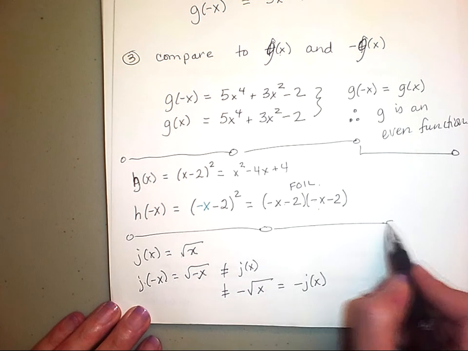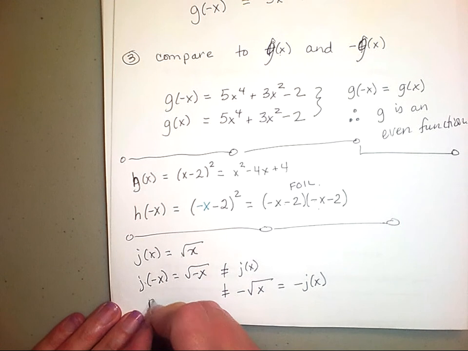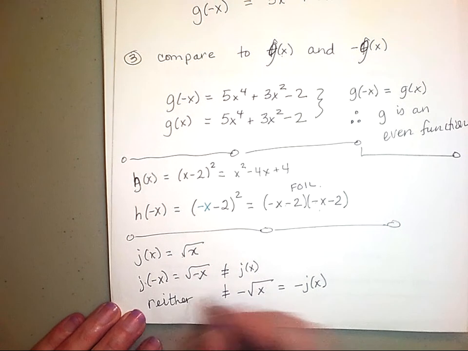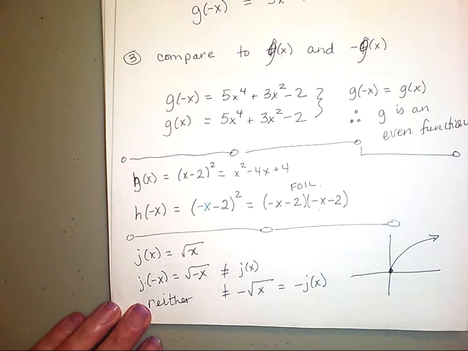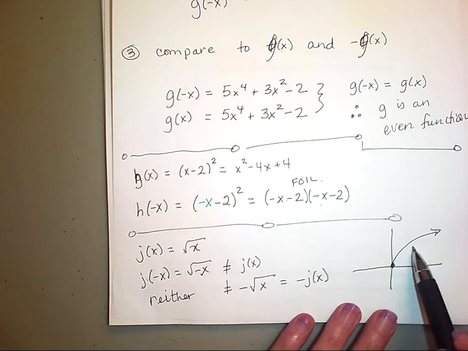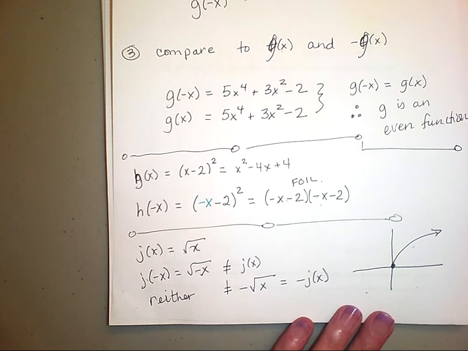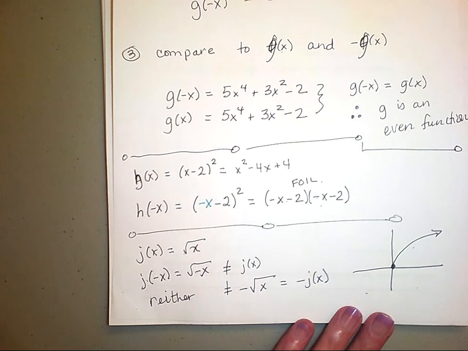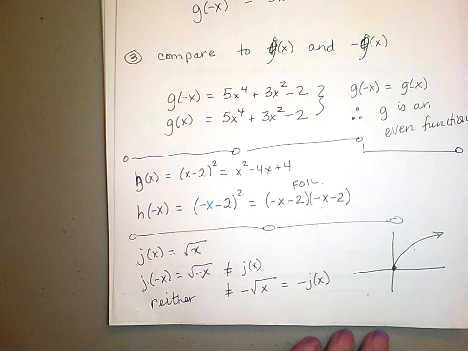So the negative can't come outside of this square root. So in this case, if we were testing j of x equal to the square root of x, it is neither an even function nor an odd. This is neither. And we know that based upon this graph. This graph is not symmetric with the y-axis, nor is it symmetric with the origin. So you should think about symmetry and even and oddness of all of our parent functions as well.